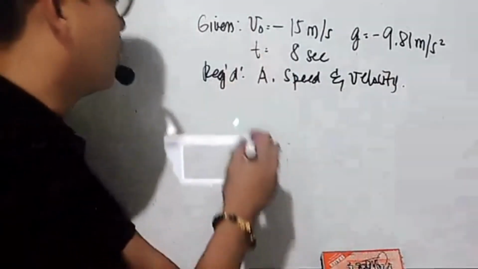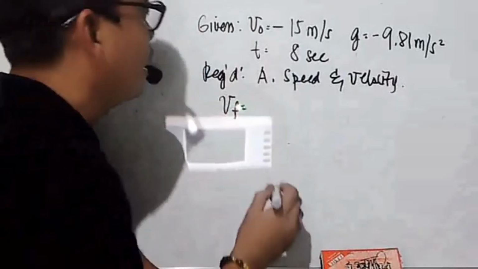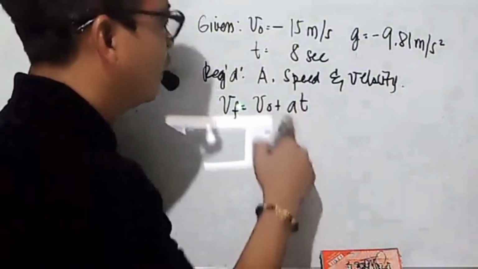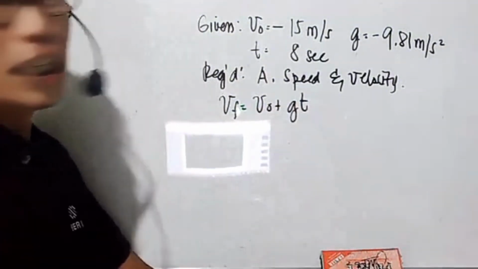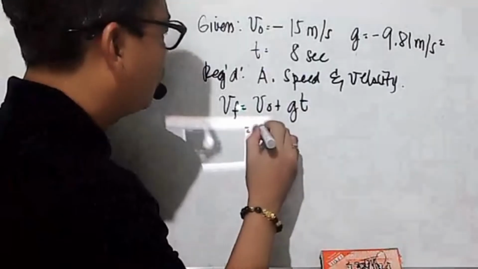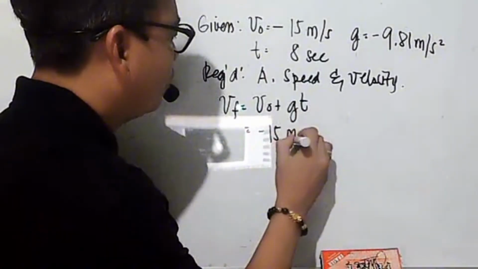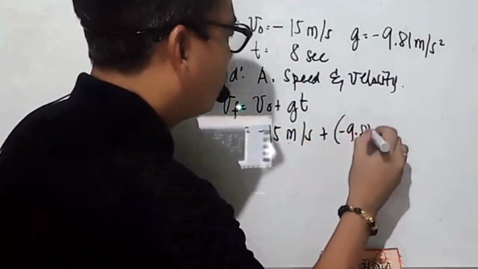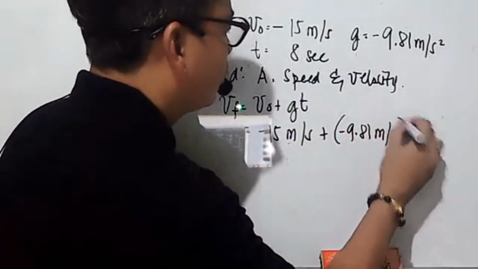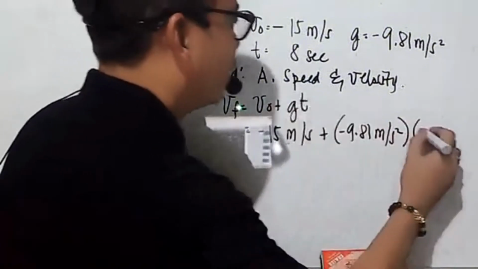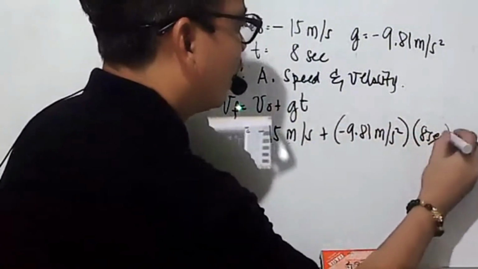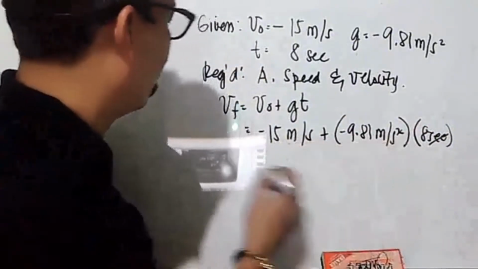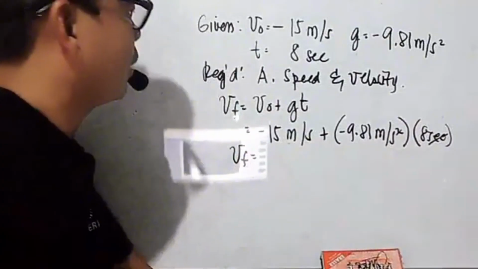Okay, so let's solve for the final velocity. It is equal to VO plus AT, or in this case, your A again becomes G. So VF now is equal to negative 15 meters per second plus negative 9.81 meters per second squared multiplied by your time, which is 8 seconds. So seconds will cancel, and this becomes meters per second na lang. So that is your velocity.